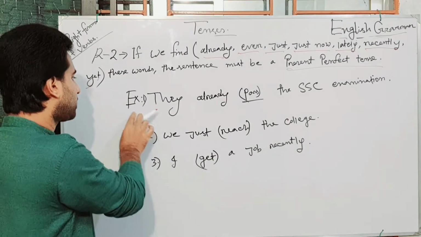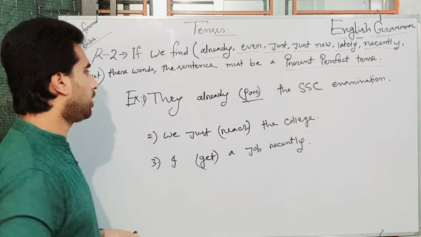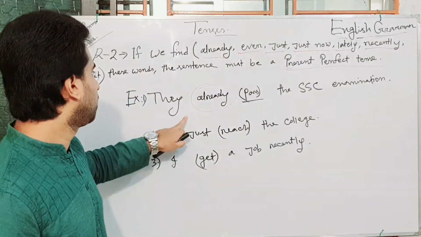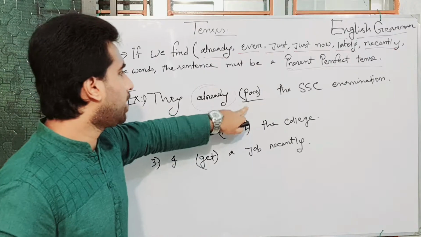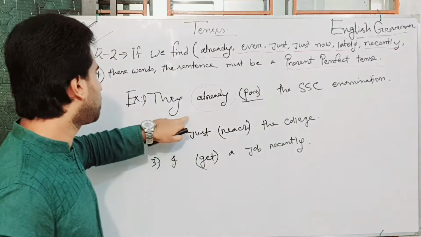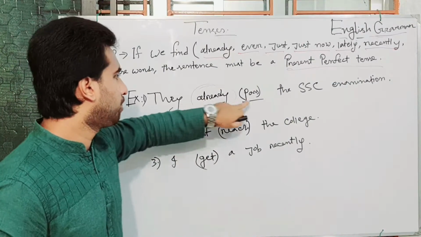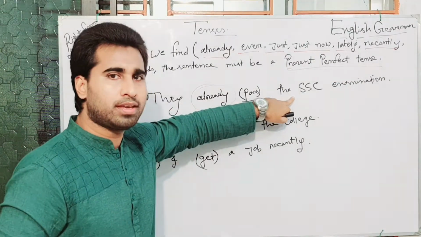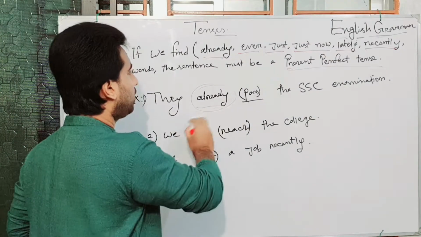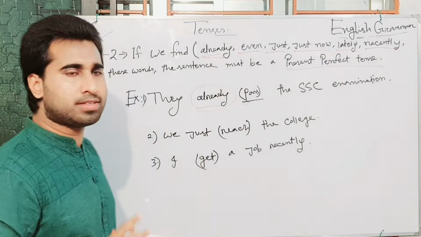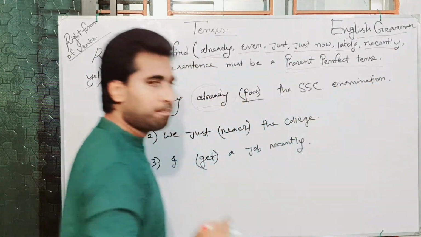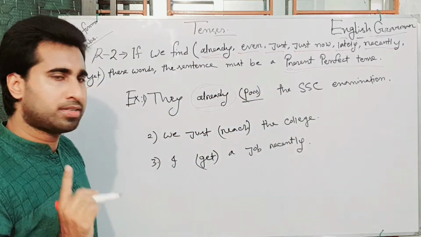Look at this example. Here is they already. We have got this word. They already dash the SSC examination. So they already passed the SSC examination. We find here already. If we find already in a sentence, we have to use the present perfect tense, or the verb must be in the present perfect tense.